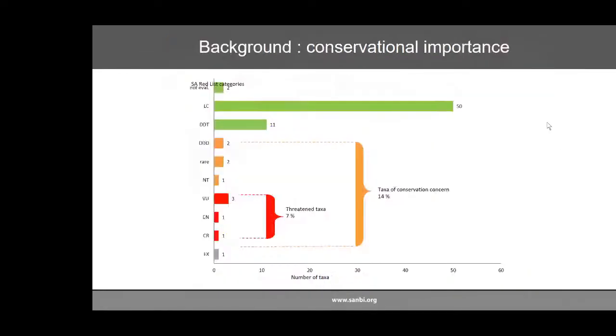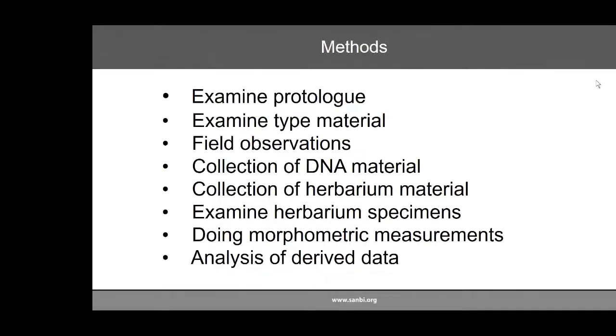habitat. If we look at the conservation importance, 14% of the taxa in this genus is of conservation concern, with 7% of those in the threatened taxa categories, and one species has already gone extinct. More than half of the species are of least concern, with a few that are data deficient because of taxonomic reasons.